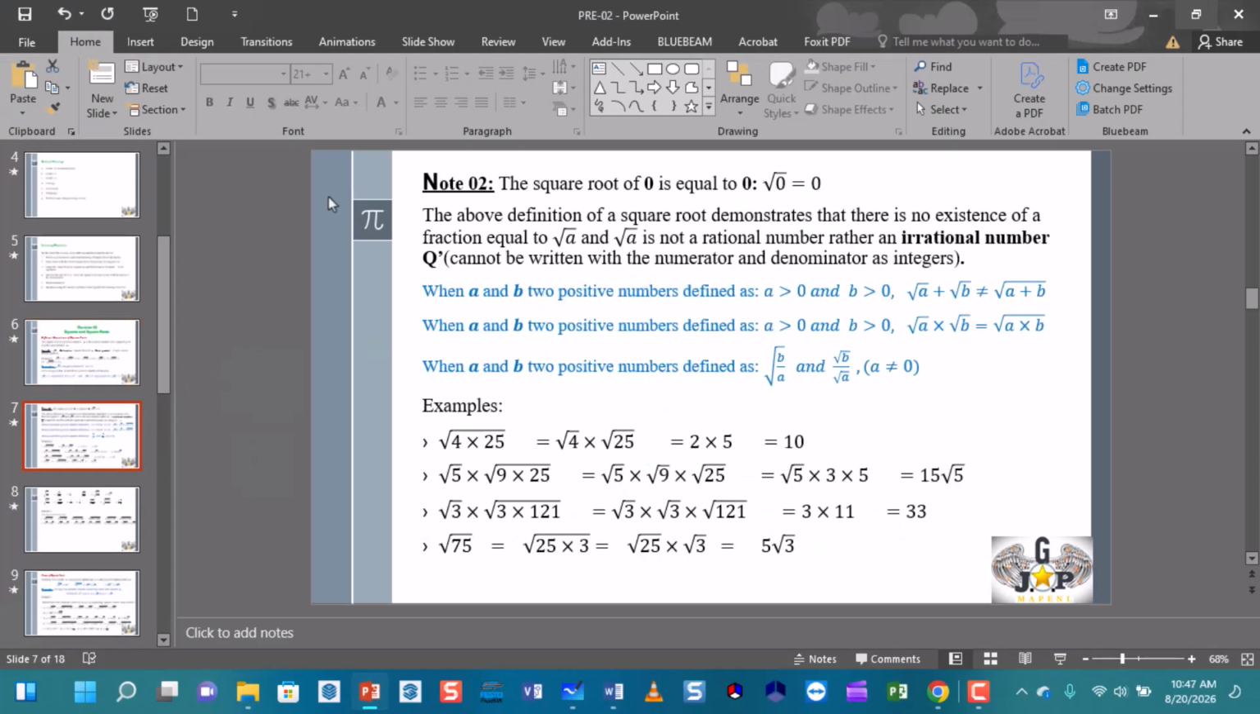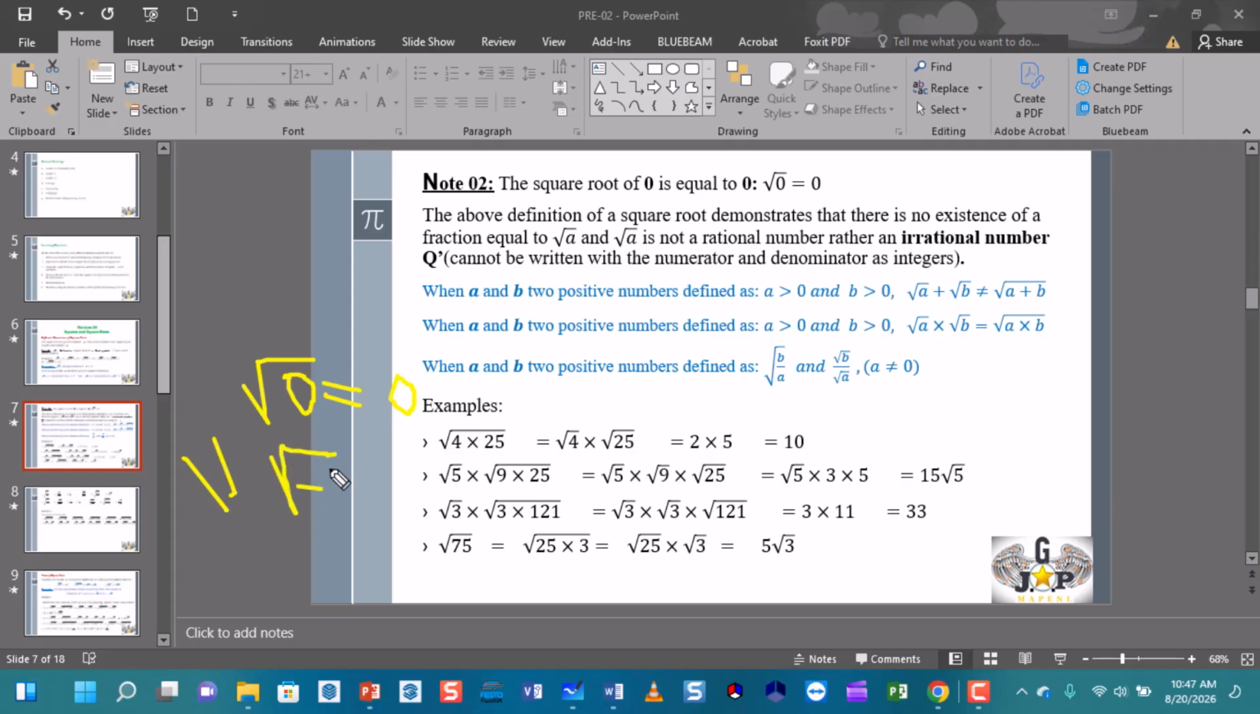So the second slide here, we have note 2. What does note 2 say? Note 2 says that the square root of 0 is equal to 0. So each and every time you have the square root of 0, it will give you 0. Don't forget that.